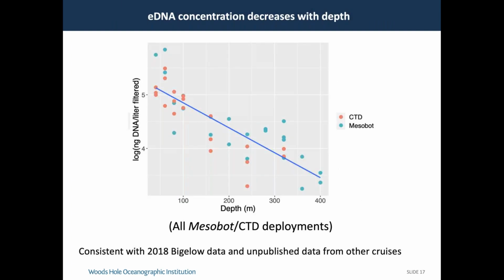One thing that we found with both sampling types was a relationship between the eDNA concentration and depth: the eDNA becomes very dilute once you get into the deeper waters. This was something we had noticed in our Bigelow data set as well, that the signal becomes very dilute. So this is, again, further evidence that we may need to do larger volume sampling in the deep ocean.